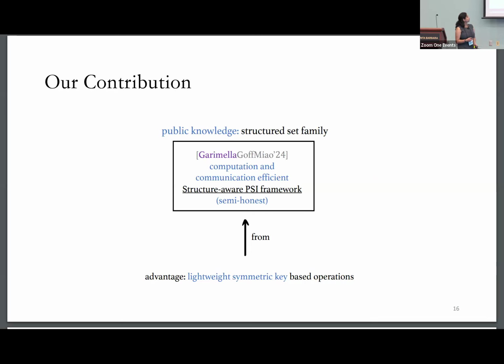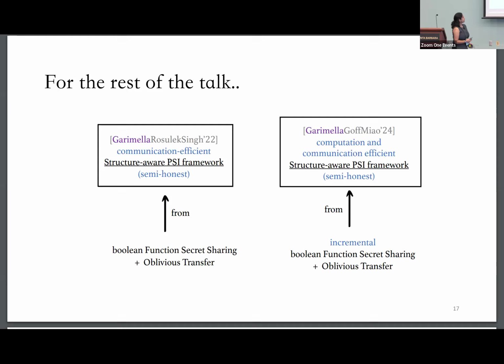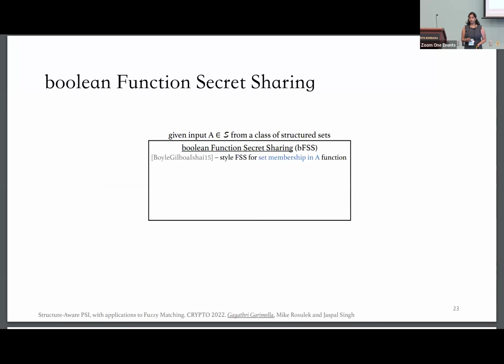We propose a new framework for semi-honest structure-aware PSI, where both the communication and computation scale with the succinct description size. And we continue to have this advantage that we essentially build from lightweight operations. So for the rest of this talk, I'll first revisit this previous framework, and I'll explain the primitives that we used to build it. And then I'll show how they realize this framework. And then I'll motivate this new primitive called incremental Boolean FSS and show how we get this new framework, which has these desirable properties. So first, we'll start with looking at Boolean function secret sharing.